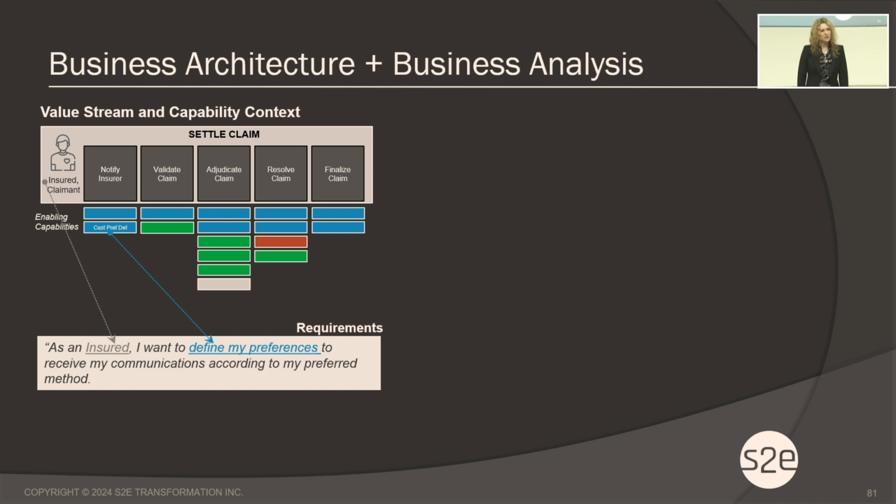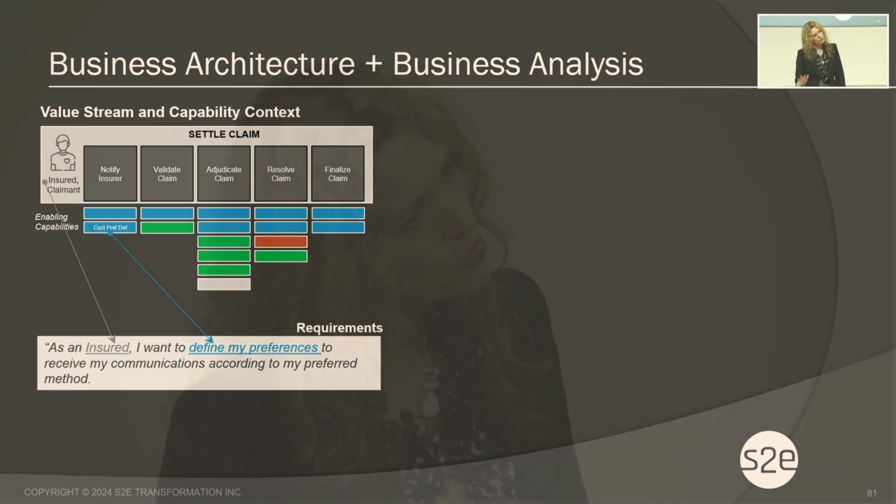When I say requirements, I'm speaking generically. They could be ability to statements, they could be user stories, right? But as we're seeing here, if we know the scope of change, we've framed, right, where it's happening, then we can, in a much more accelerated and scoped way, be able to define requirements like, as an insured, I want to define my preferences to blah, blah, blah.